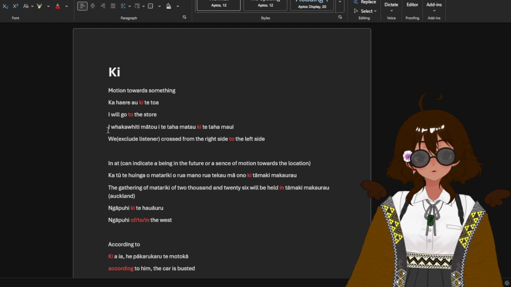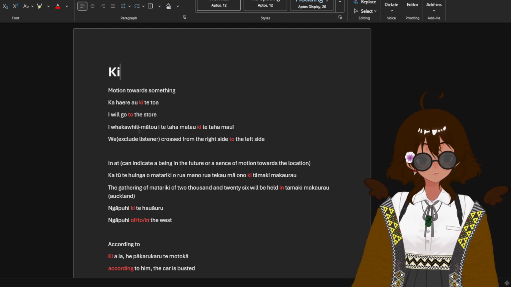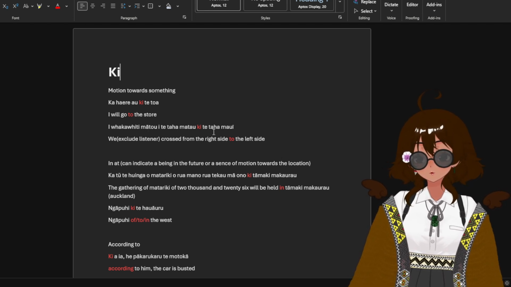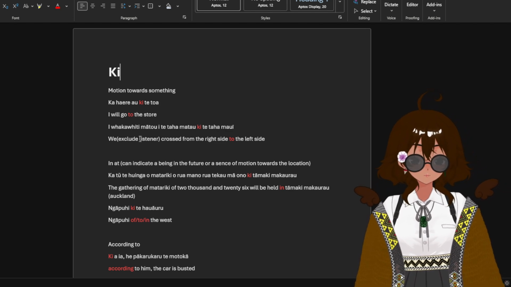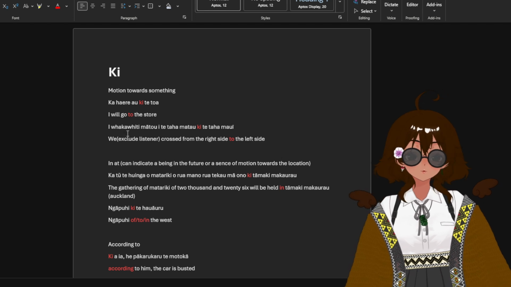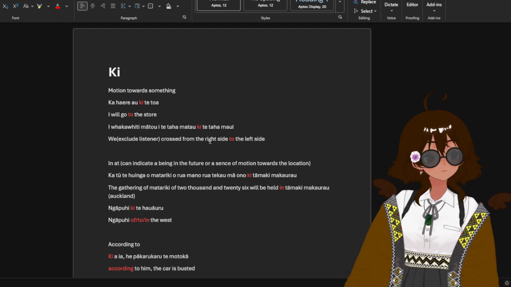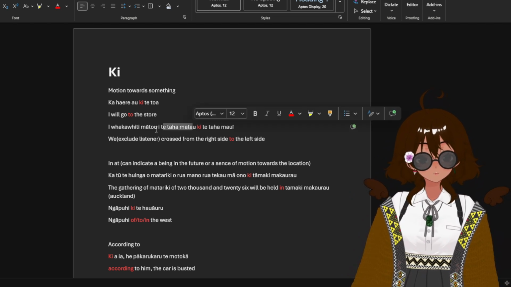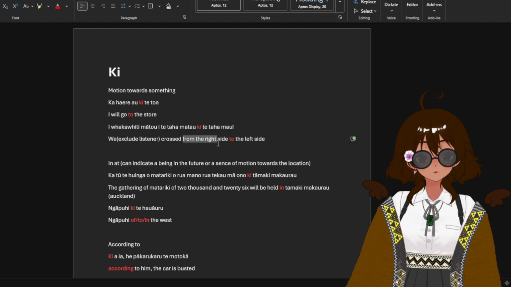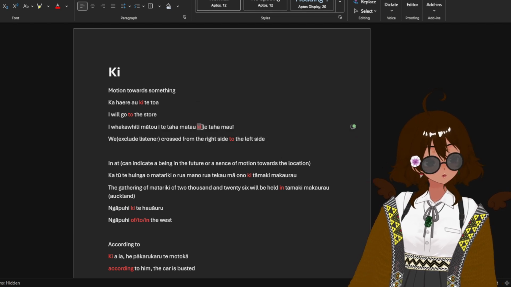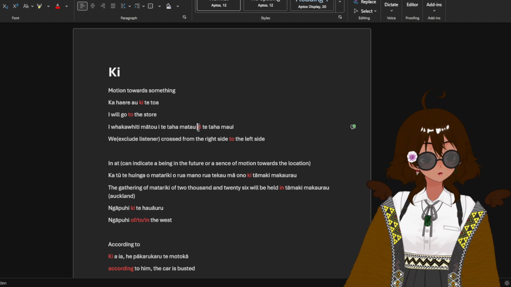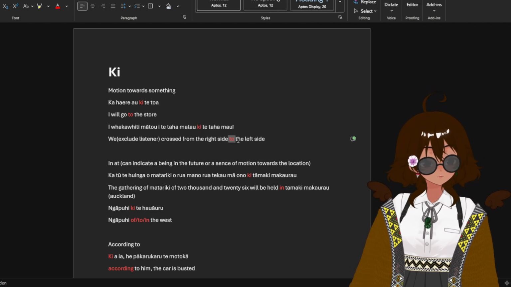And then for another example here, ka whiti mātou i te taha matau ki te taha maui. We, excluding the listener, because mātou instead of tātou, cross from the right side, te taha matau, or i te taha matau for "from the right side", ki te taha maui, to the left side.